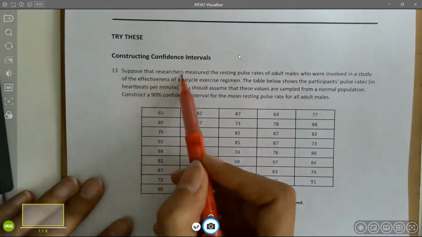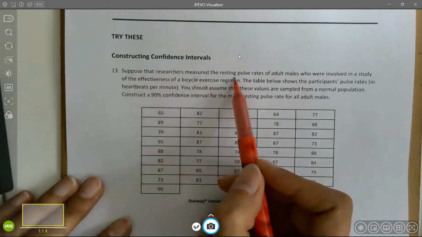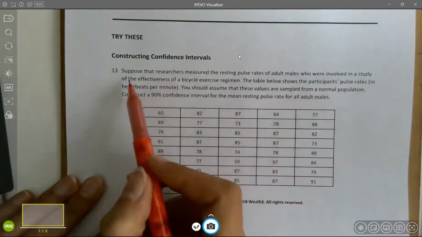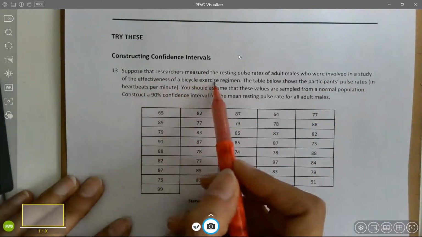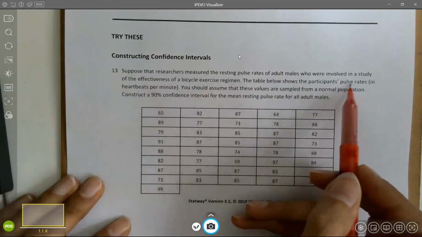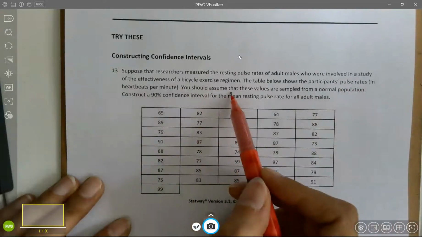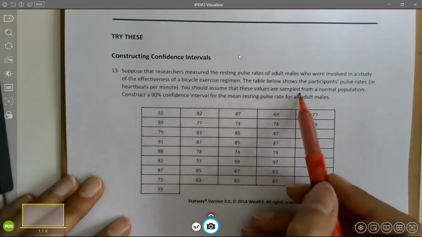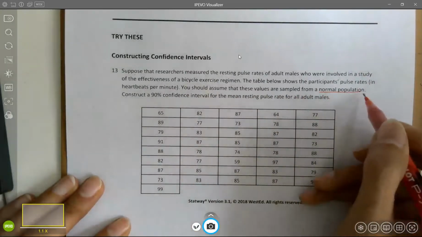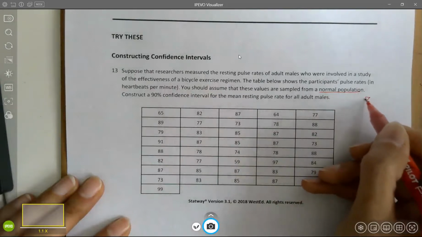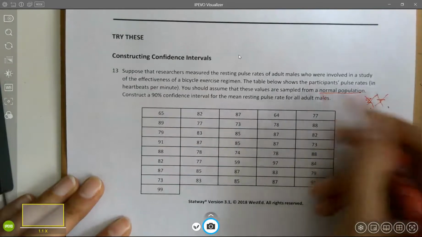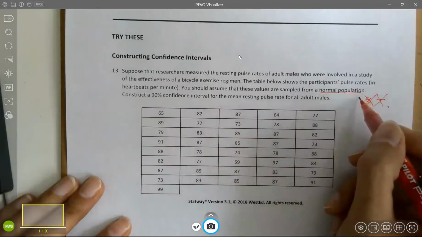Suppose that researchers measured the resting pulse rates of adult males who were involved in a study of the effectiveness of a bicycle exercise regime. The table below shows the participants' pulse rates. You should assume that these values are sampled from a normal distribution. Remember that if we don't have a normal distribution, we cannot use Z, we cannot use T. So using T, using Z, they both depend on having a normal population.